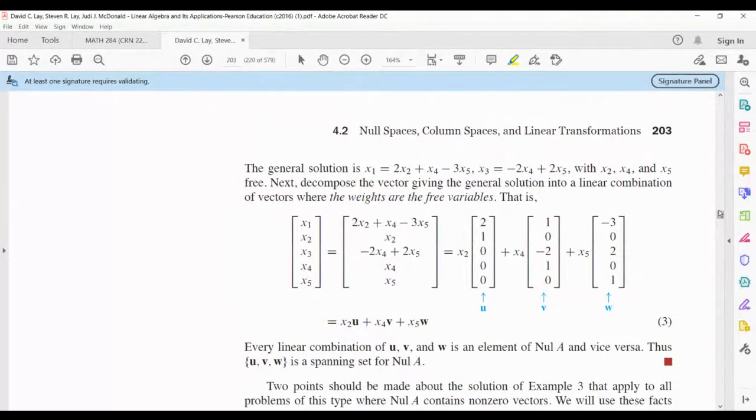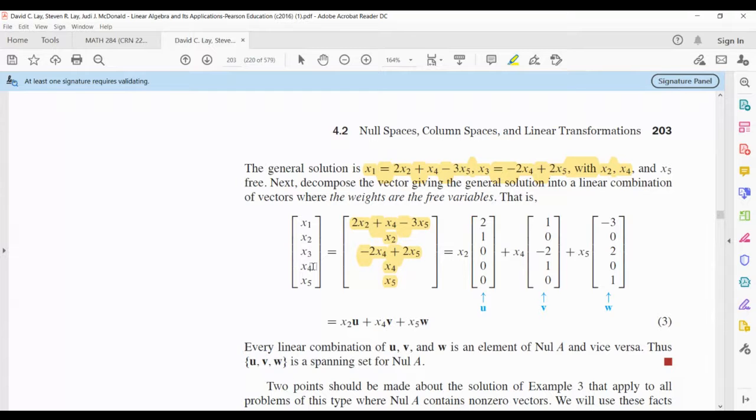Okay, so I go to the next page. All right, that's fine. So the general solution here is given here. And what they do is they write the general solution in parametric vector form. So here's x1, x2, you know, x1 is this, x2 is that.